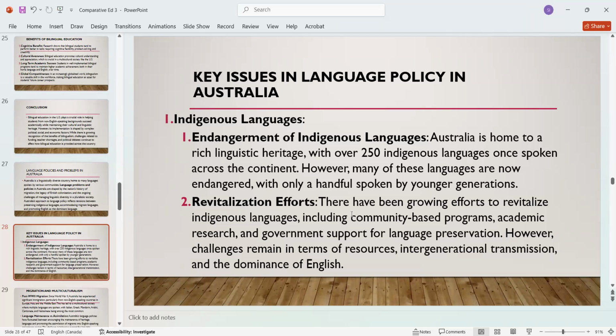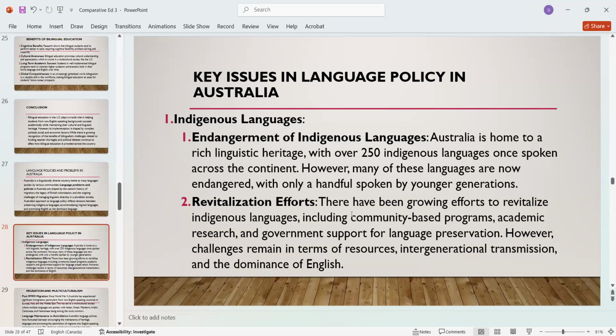Australia is home to a rich linguistic heritage with over 250 indigenous languages, once spoken across the continent. However, many of these languages are now endangered, with only a handful spoken by the younger generation. So earlier they had 250, now they have lost most of the indigenous languages. Native languages belong to the old people, that means the first generation, right? You'd have seen Red Indians. That is also one indigenous group.